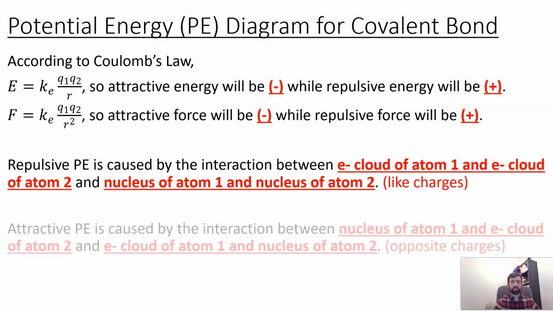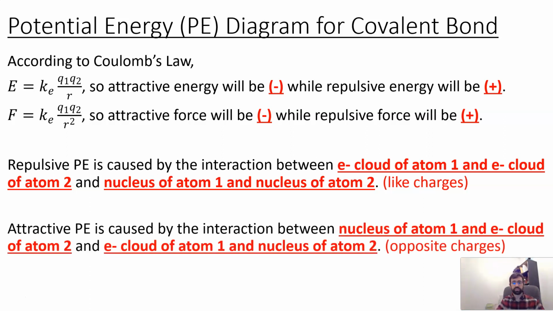We also have attractive potential energy in a system where we've got two atoms. So if we've got two atoms, the attractive potential energy is caused by the interaction between the nucleus of atom 1 and the electron cloud of atom 2. Opposite charges attract. Or we could say the nucleus of this other atom, atom 2, is attracted to the electron cloud of atom 1. Again, opposites attract, and then like charges repel.